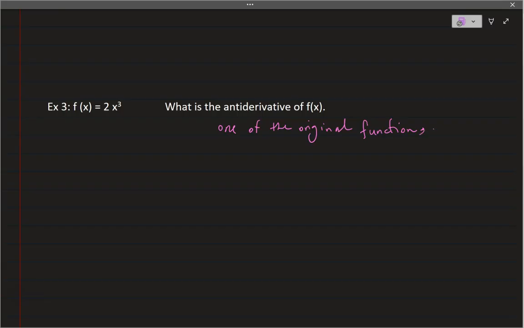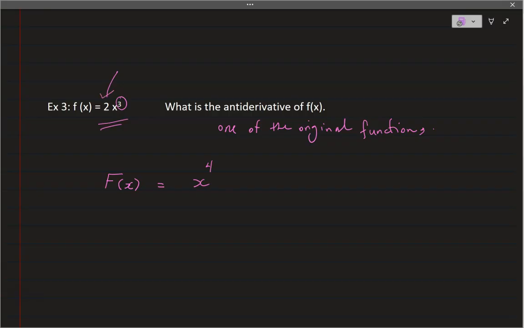So one of the original functions, okay? That's what antiderivative is. So we know that there is a power of 3. That means it's been reduced by 1 to get the 3. So we know that the antiderivative of f of x, let's call that capital F of x, starts with x to the 4th. We know that. The x to the 4th is not the only thing. We have this 2 we have to find as well.